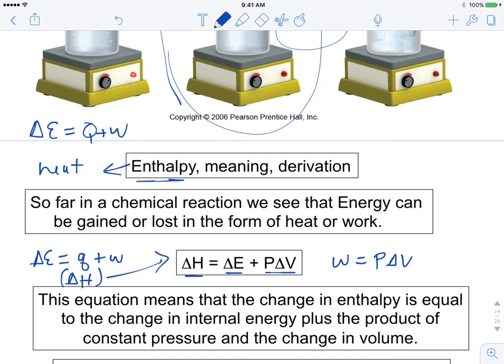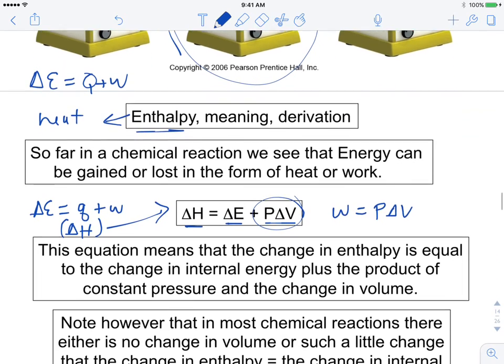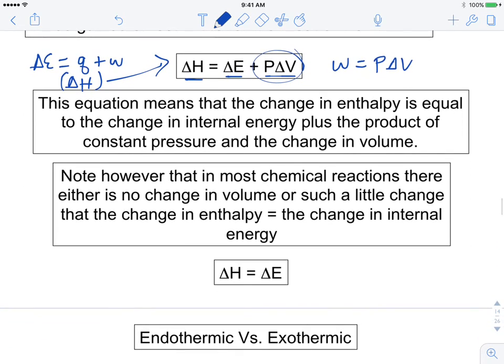Now, the thing is that when we have a system in chemistry, the work part here is extremely small. It's very, very small. And most of the energy is just lost as heat. And so we can simplify this, and we can simplify it as change in heat is equal to the change in energy.